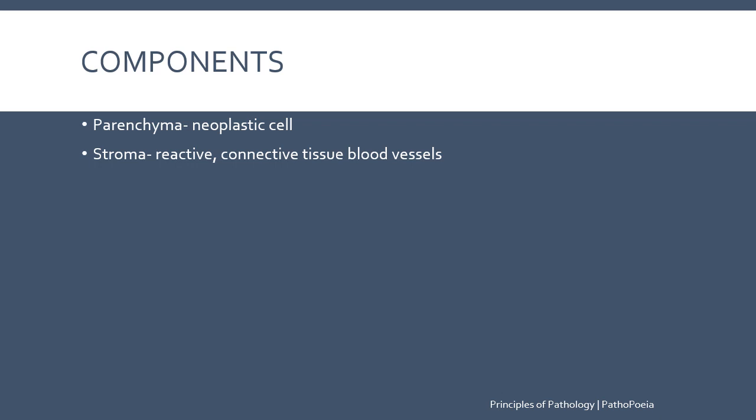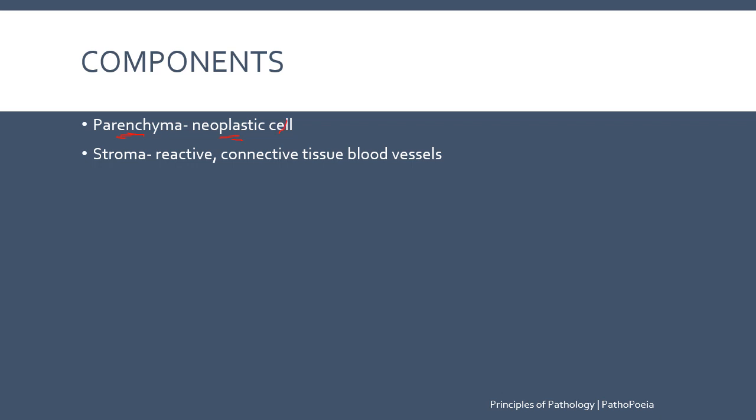Now any neoplastic tissue consists of mainly two parts. The first one is the parenchyma. The parenchyma is usually the functional segment of any organ or tissue, and obviously for a neoplastic tissue or a tumor, that would be its cells, the neoplastic cells.